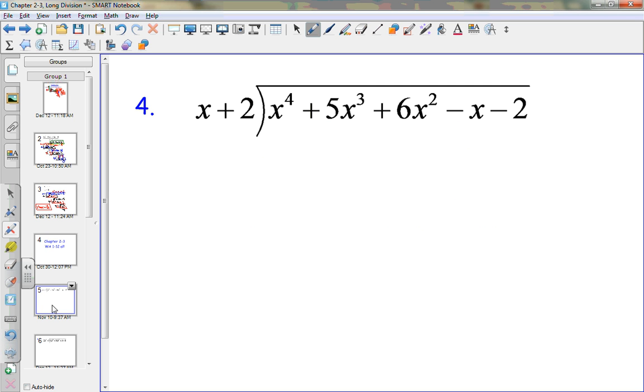Number 4. Number 4 is x to the 4th plus 5x cubed plus 6x squared minus x minus 2 divided by x plus 2. Now they write it all out horizontally in your textbook. I went straight from writing it horizontally into my box. Do you see that? Okay, are we ready?